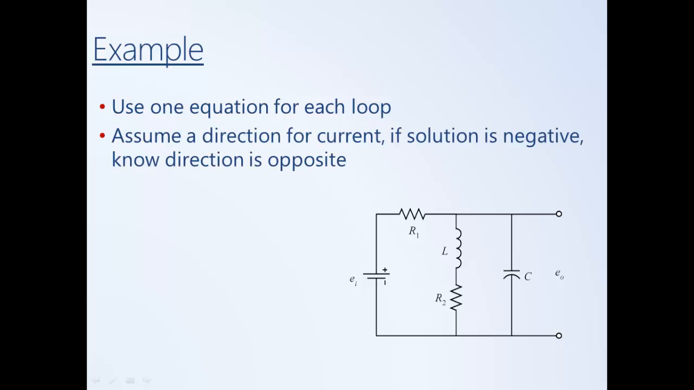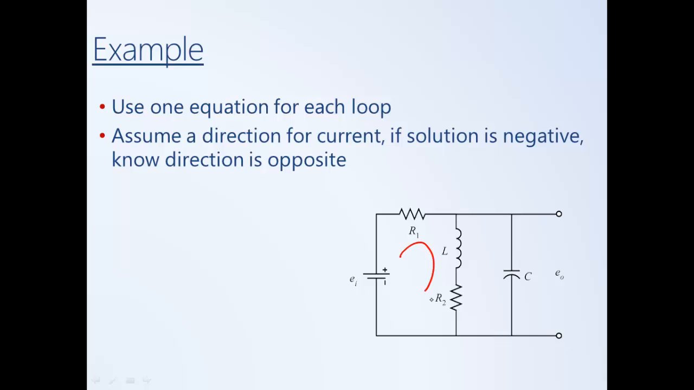And what we will do is we will assume a direction for the current. We may not know for sure which direction current is flowing through a particular loop, but if it turns out that we guessed incorrectly and we actually attempted to solve for the current and the current came out to be negative, then we would know that it's opposite the direction we assumed.